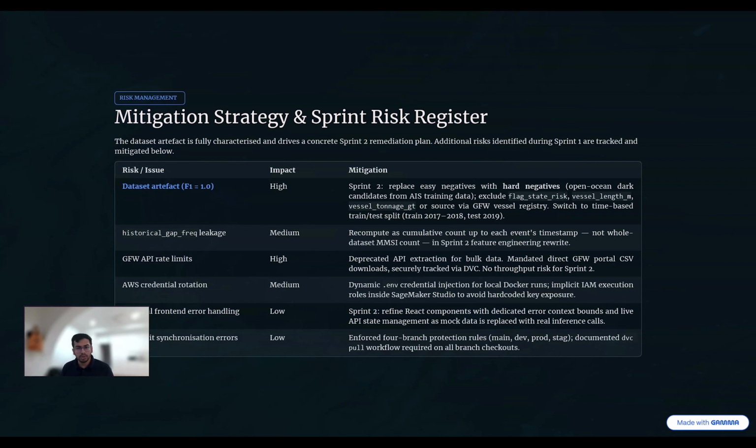Based on this, the sprint 2 fix is clear. We replace easy negatives with hard open ocean candidates from anonymized AIS training data, remove or resource the vessel metadata features, and implement a time-based train test split. So we train on 2017 and 2018 data, and we test on the 2019 data. We also need to fix a data leakage issue in the historical gap frequency feature. So an expected corrected performance in F1 would be in the range of 0.75 to 0.85, which is exactly the sprint target under realistic conditions.